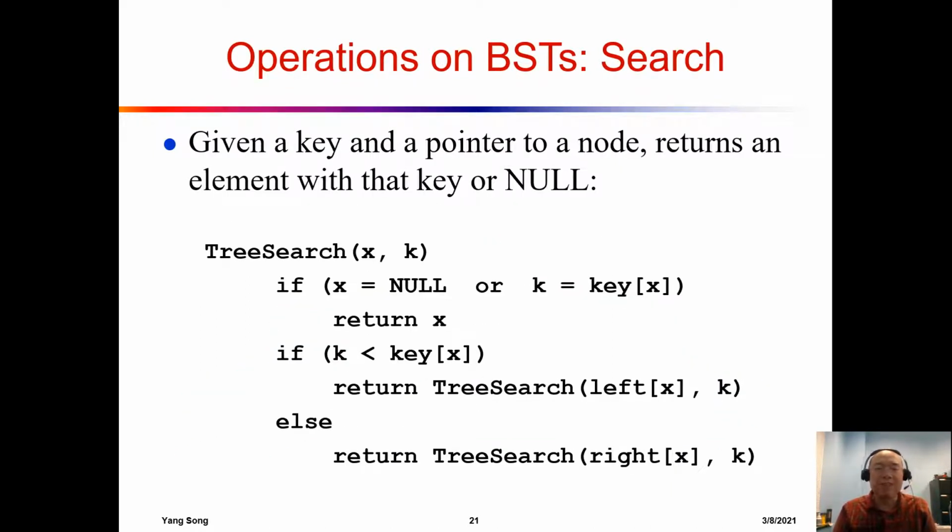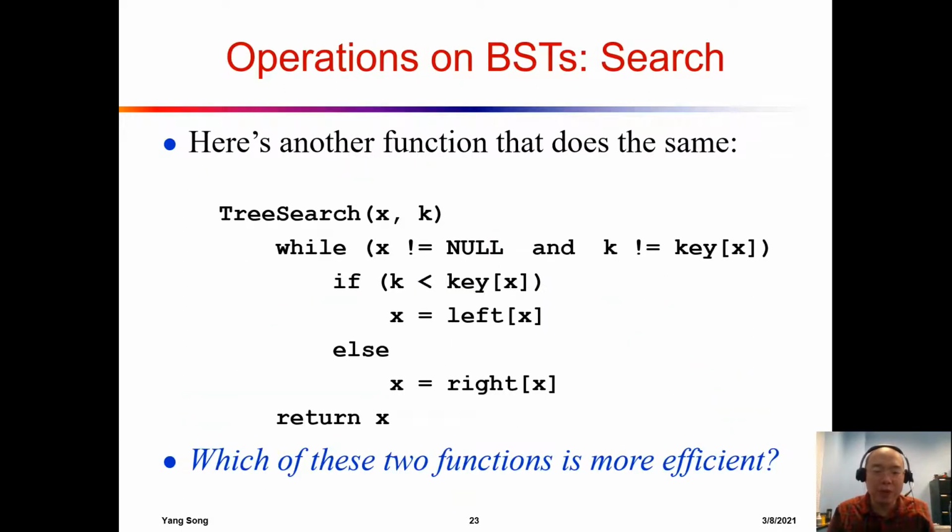In this version we are using recursion. In this one, we are doing iteration by introducing a while loop, so we don't have the recursion. My question is, which of these two functions is more efficient? Think about that. We talked about this on day 2 of this class, and probably you still remember. Okay, the answer is that for the tree search, the version with the while loop is more efficient.